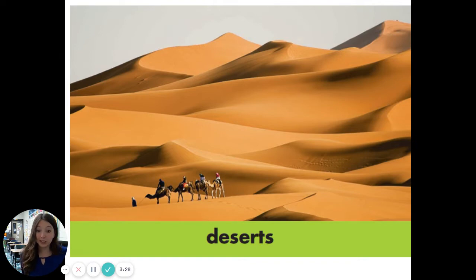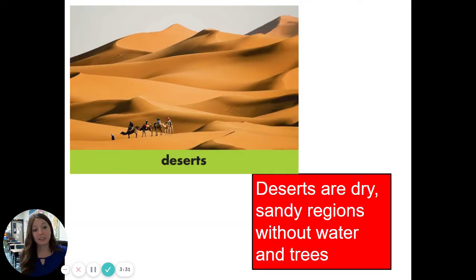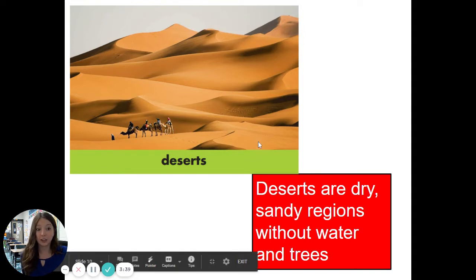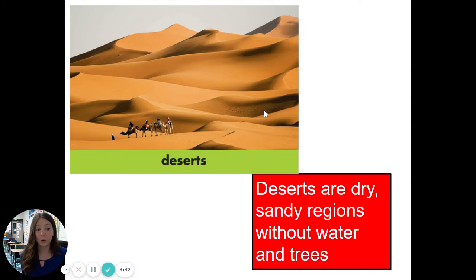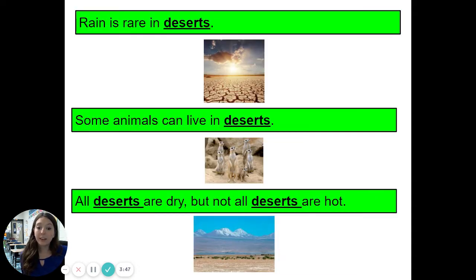I know this word is plural because there's an S at the end. Deserts are dry, sandy regions without water or trees. So you can see in this picture, no water, no trees, very dry. This is all sand, incredibly dry. Usually hot, but doesn't have to be. Here are some example sentences. Rain is rare in deserts. Some animals can live in deserts. We've learned about those. All deserts are dry, but not all deserts are hot. There are some really cold deserts. It's pretty interesting. What makes a desert is the fact that it's really dry.